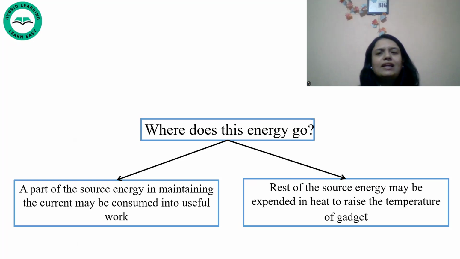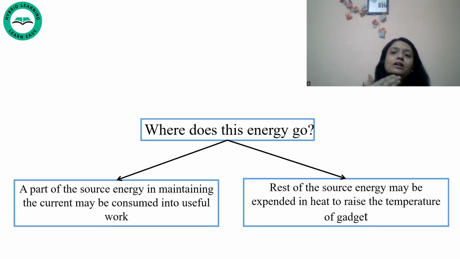So you might be thinking that, okay, one part is useful, but the other part is not useful. Yes, that's it. The part that we are using for useful work is advantageous. But the other half is not advantageous because if it raises the temperature of the gadget, in some cases it can get destroyed. Like understand, if you have an electric fan, the fan is rotating. So when the fan is rotating, it is creating a useful work.